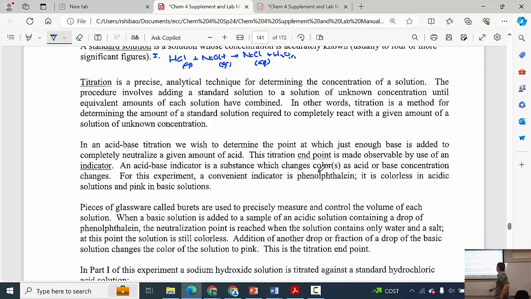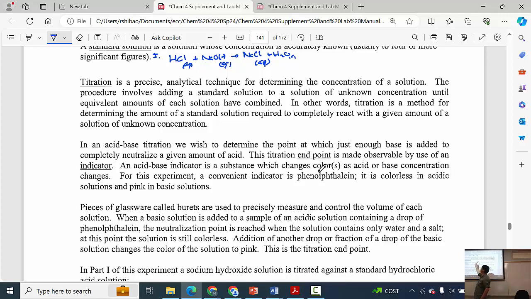Let's continue reading. Where were we here? This titration endpoint is made observable by use of an indicator. The indicator is the dye. Now, the way we're going to use the indicator is we're going to put the acid with the indicator. It's going to be colorless. And then we're going to add the base. Initially, the base is going to neutralize the acid to form salt and water.